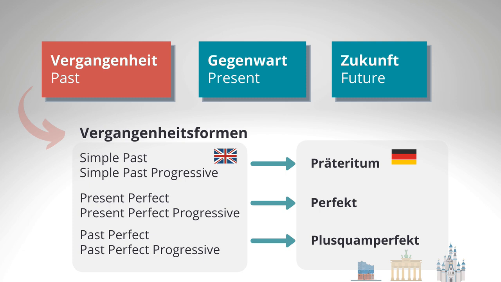Präteritum, perfect and plusquamperfect. And the cool thing is, they are actually pretty close to the English versions. We use the Präteritum, where you would use the simple past or the simple past progressive. We use the perfect, where you would use the present perfect and present perfect progressive. And we use the plusquamperfect, where you would use the past perfect and past perfect progressive. So basically the main difference is that we don't have a progressive form.